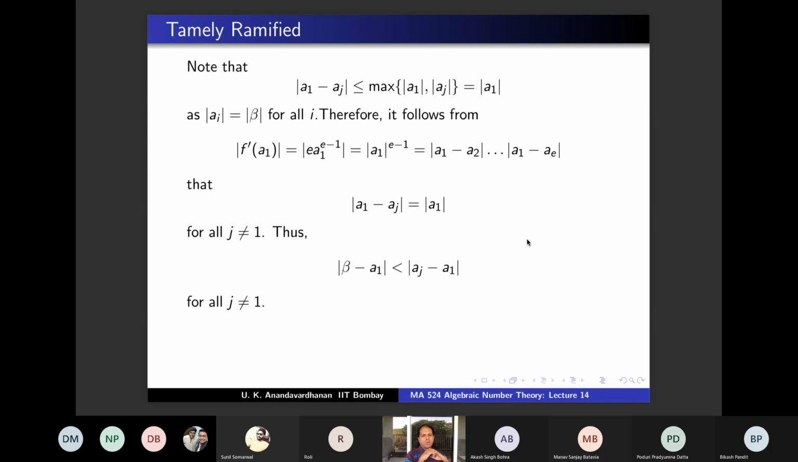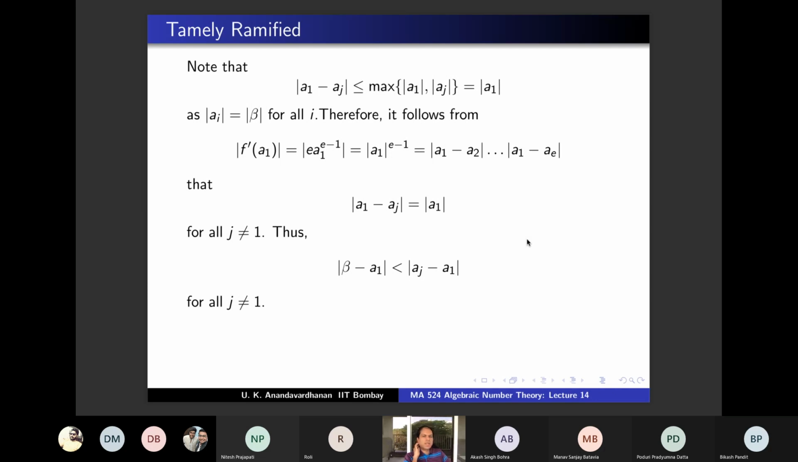What does this remind you of? The AIs are the roots and beta is an element which is closer to A1 than all the other conjugates of A1. So beta is closer to a root. We did this in the third lecture. What was the name? Krasner's lemma, I think. Yes, this is Krasner's lemma. This is the hypothesis of Krasner's lemma.